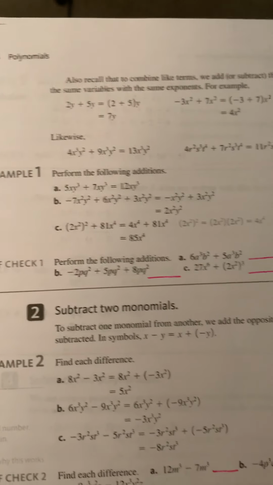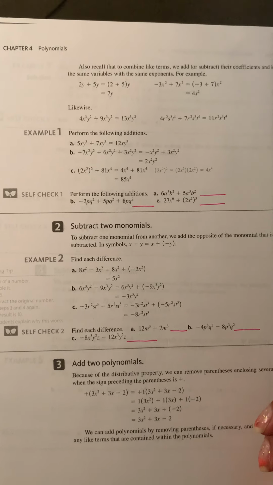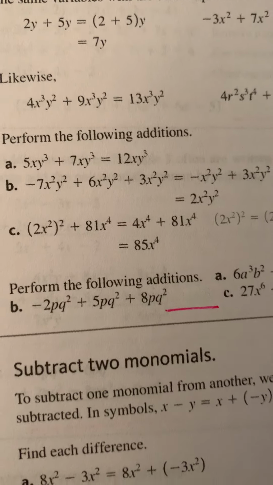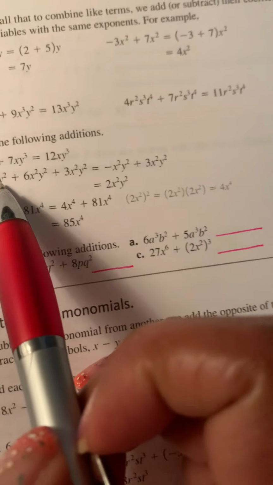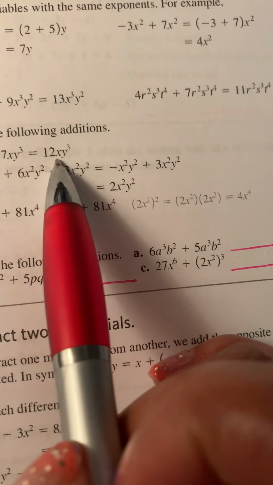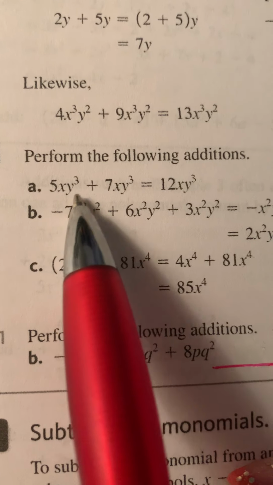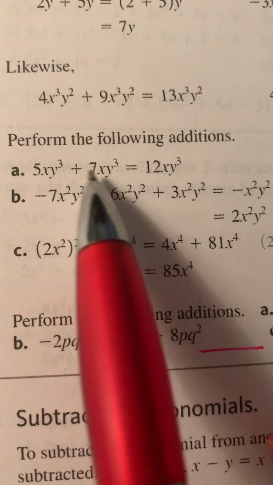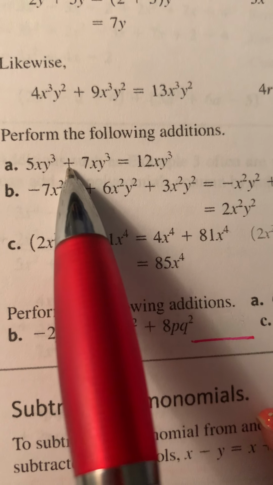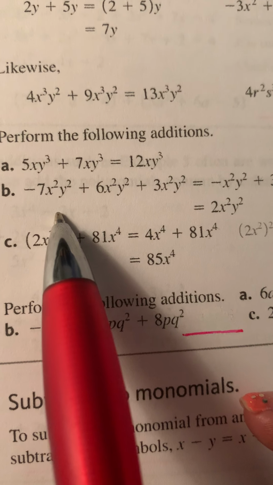Okay, let's get started with some examples. Let me zoom that out so you'll be able to see that really well, because this is what we are about to do. Example 1, perform the following addition. You have 5xy to the third power plus 7xy to the third power. You add 5 plus 7 and you leave x and y to the third power alone. You don't try to add them up, because there's a plus sign in between. The only way you would add exponents is if you had a multiplication dot in between.